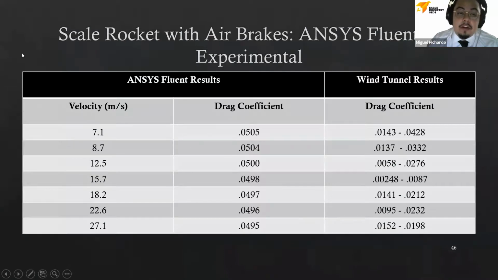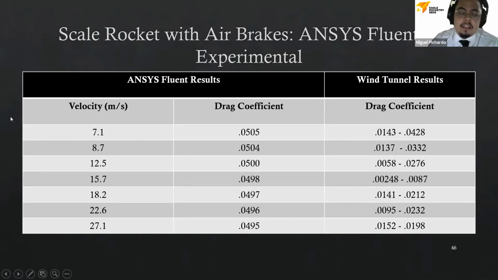Right here, we have the values for our scale rocket with the air brakes open. On the left side, we have the ANSYS Fluent results and all the different velocities. As you can see, the drag coefficient theoretically is relatively similar. The range is from 0.0495 to 0.0505, while the wind tunnel results have a much greater range, and it doesn't seem to match completely with our theoretical values. This discrepancy can possibly be attributed to the angle of attack, which, as you saw previously, was not 0. So that may be some source of error in our analysis.